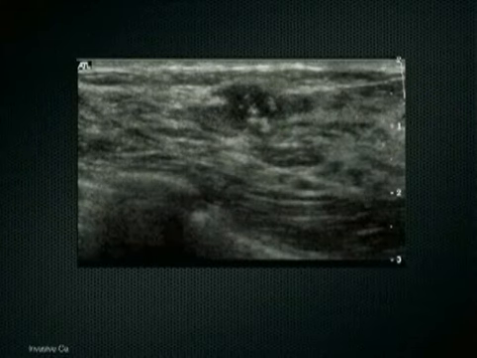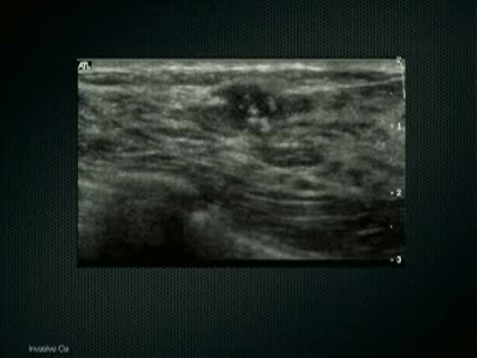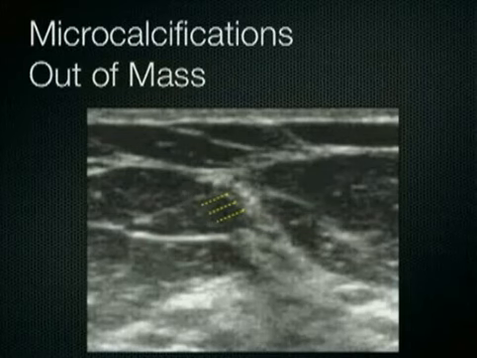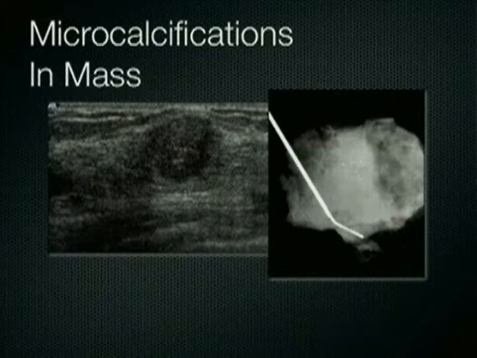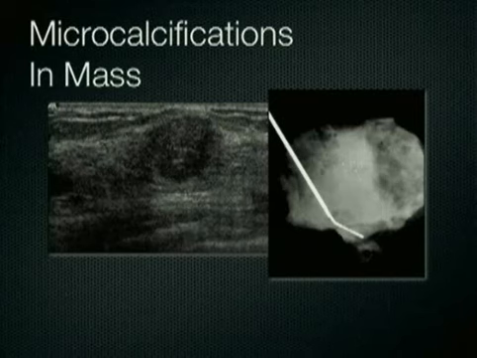Here, a typical intraductal carcinoma with microcalcifications is seen. And here, subtle findings of calcifications without a mass is seen, corresponding to an area of abnormality noted on the mammogram. This example shows several small microcalcifications within a mass corresponding to those shown in the specimen radiograph on the right.